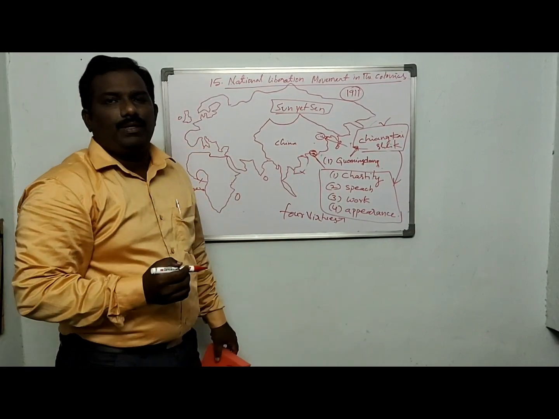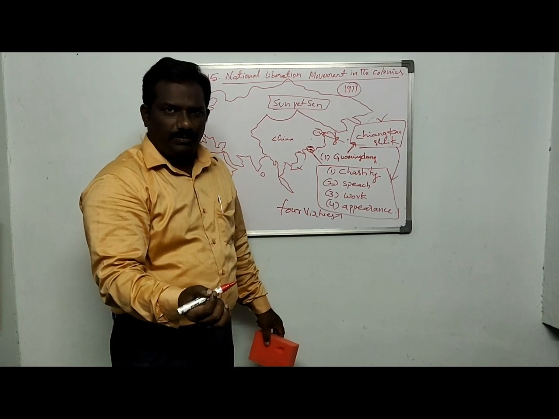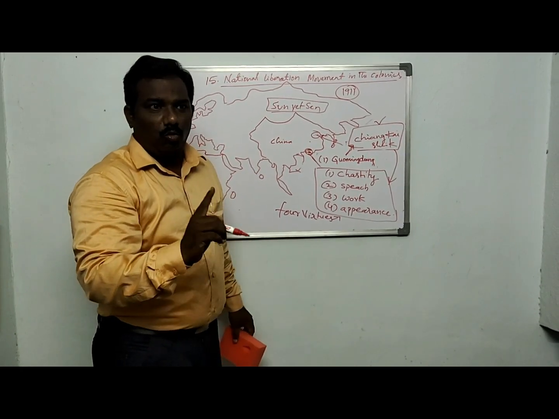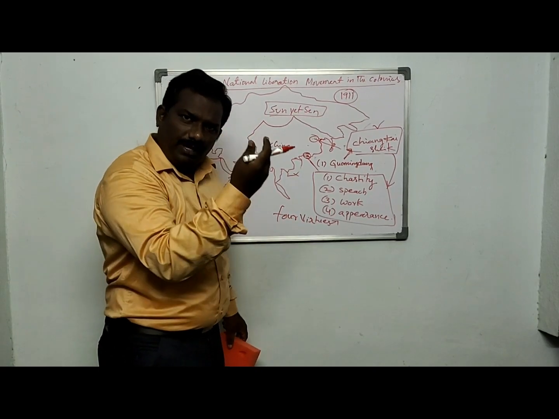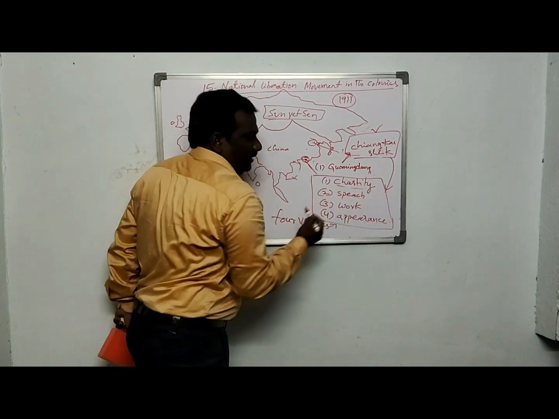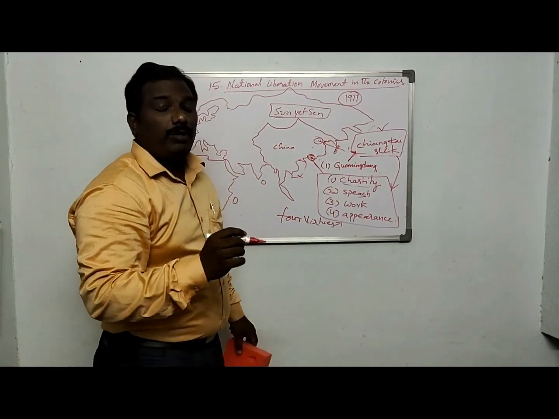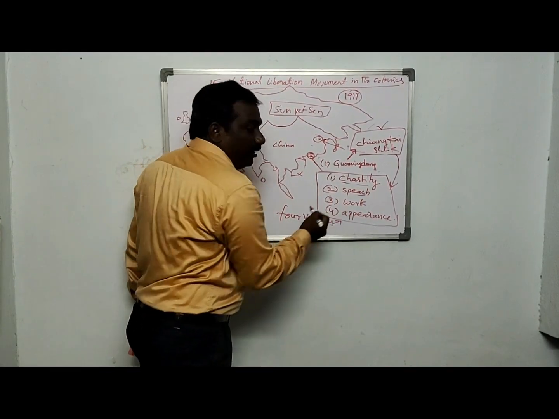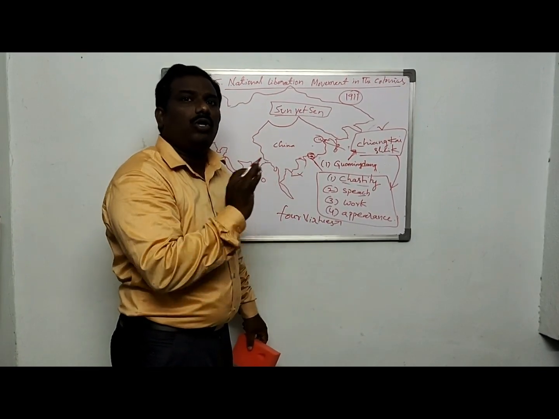Chastity, first one. What is meant by chastity? Chastity is nothing but pativratyam, as it is called in Telugu. It means having only one husband. So women were not allowed to marry more than one husband. If her husband died, she was not allowed to marry another husband. That is what is meant by chastity. Next one, speech. Women were restricted to speak less. They were not allowed to speak much. And work. Women's main aim was to work in the house. They were confined to the household only.